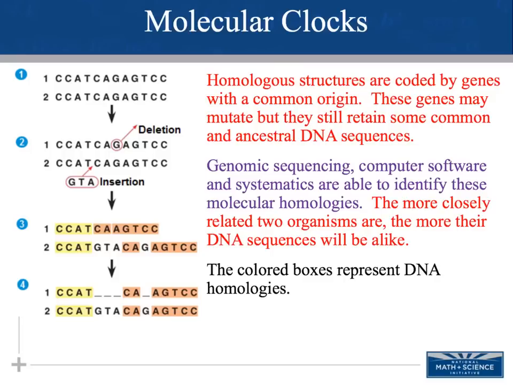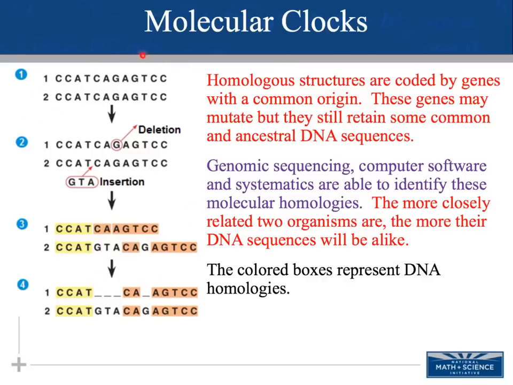Through genomic sequencing, computer software, and a field of biology called systematics, we are able to identify what these genes are. We call these genes molecular homologies: molecular because they're DNA-based, and homologies because they're similar from the original common ancestor all the way through its descendants. The more closely related two organisms are, the more DNA sequences they will have in common, and the more alike those sequences will be.